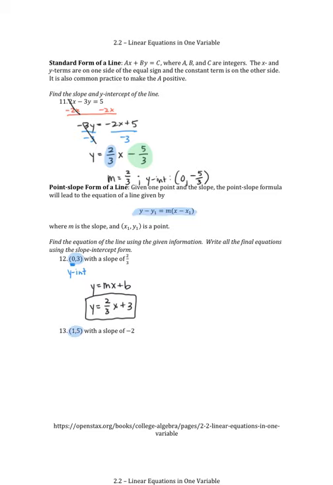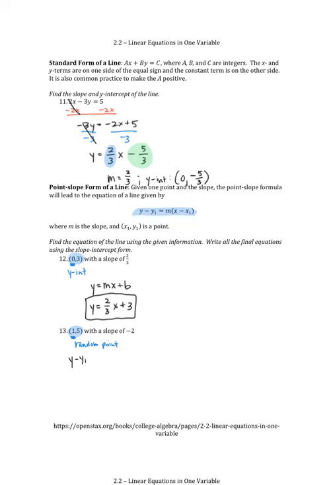But look at the point. This point is not the y-intercept because this x value is not 0. This is a random point, and you know it's a random point because the x is not 0. So if they're giving you a random point, you need to use the point-slope form of a line. Okay, so this is how you know to use this point-slope form instead of jumping directly to the slope-intercept form.